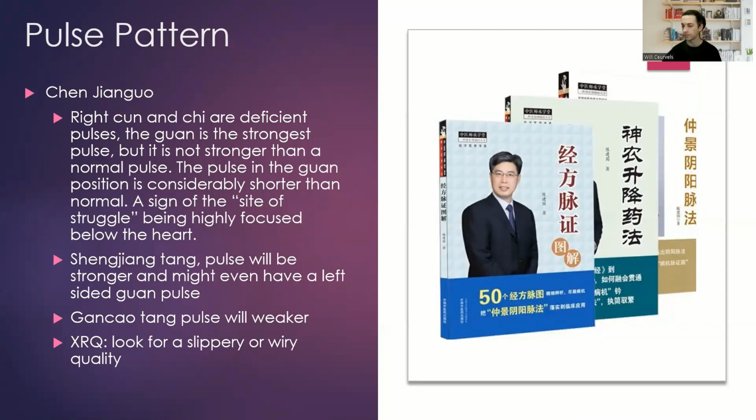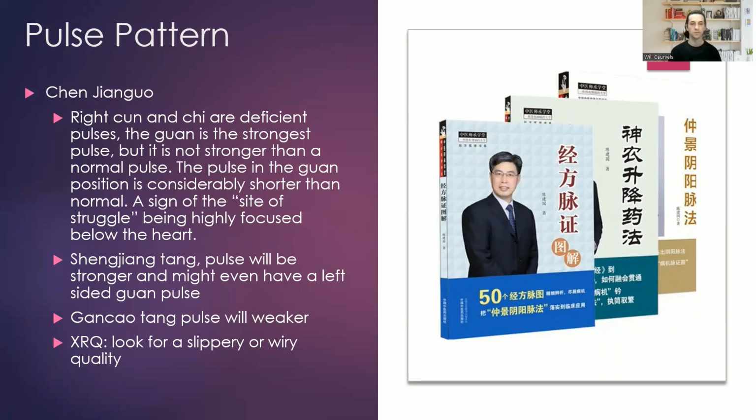Now, in terms of pulse pattern, there's also a very interesting pulse pattern for Banxia Xiexin Tang, according to Chen Jianguo. So he says that the strongest pulse is going to be on the right guan, but the right guan will not be stronger than a normal pulse. So basically, the right chi and cun are going to be more deficient, but then on top of that, there's going to be this noted more powerful pulse at the middle position, but it's not going to be an extra strong pulse, because once we get to extra strong pulses, what you would call a replete pulse as opposed to a deficient pulse, then maybe you need to purge, or use stronger herbs if it's in the guan position there on the right pulse.